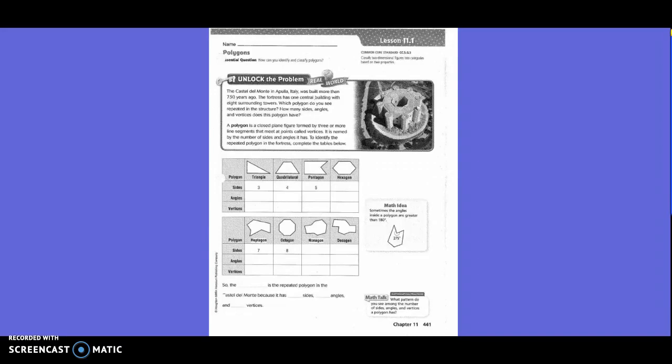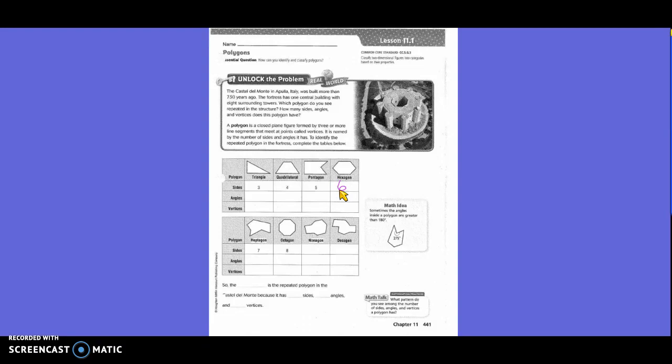A polygon is a closed plane figure formed by 3 or more line segments that meet at points called vertices. It is named by the number of sides and angles it has. To identify the repeated polygon in the fortress, complete the tables below. So they said that the triangle has 3 sides, the quadrilateral has 4, pentagon has 5, and the hexagon has 6.